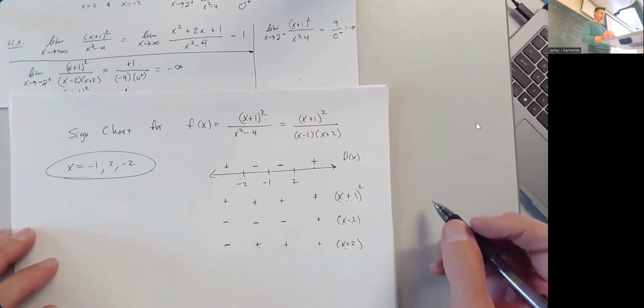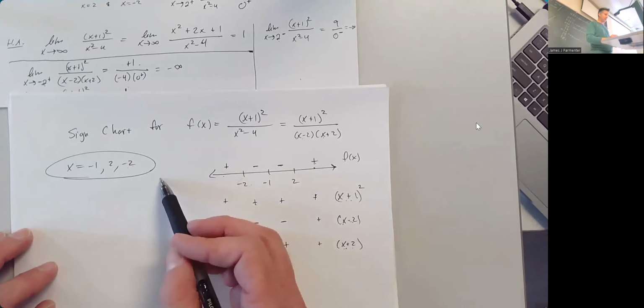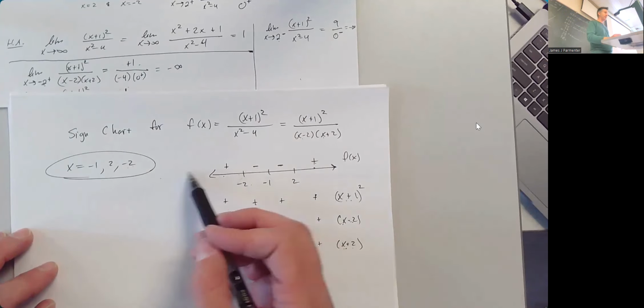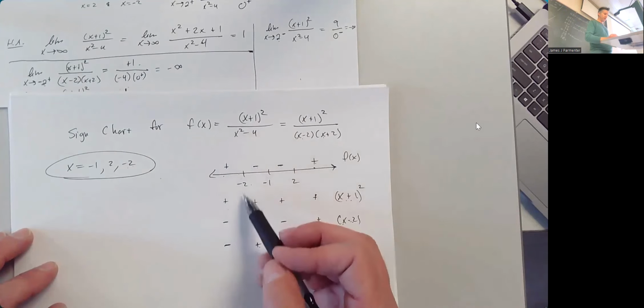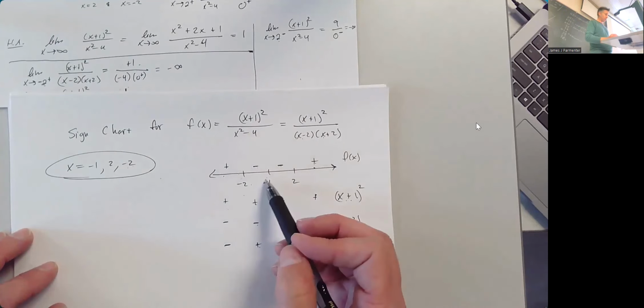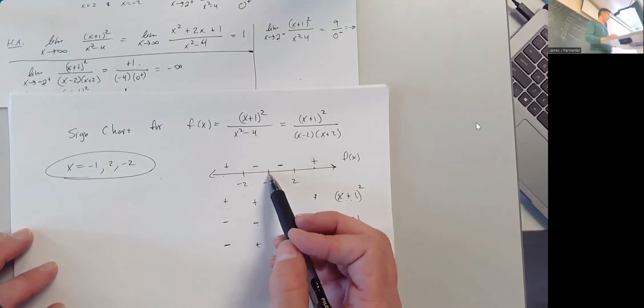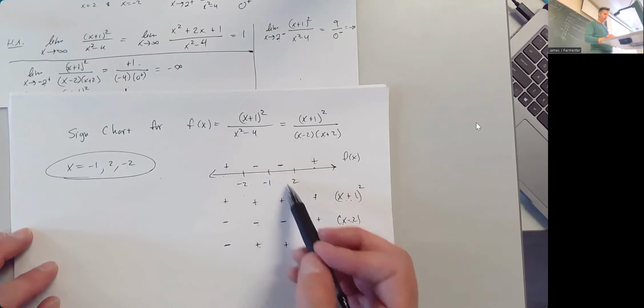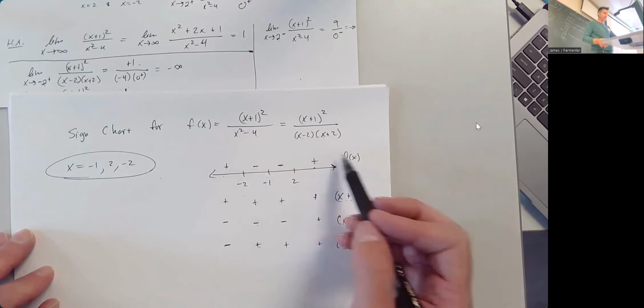So what this means for our graph is from negative infinity to -2, the graph should be above the x-axis. From -2 to -1, it should be below. It should touch at -1 because we have an intercept at -1. From -1 to 2, it should also be below. And from 2 onward, it should be above. And that's exactly how our graph looks.